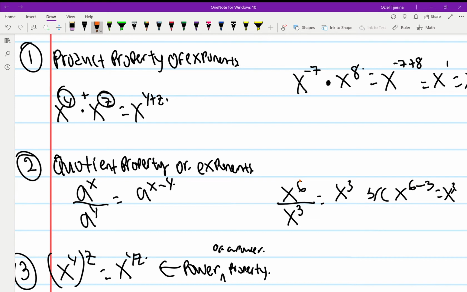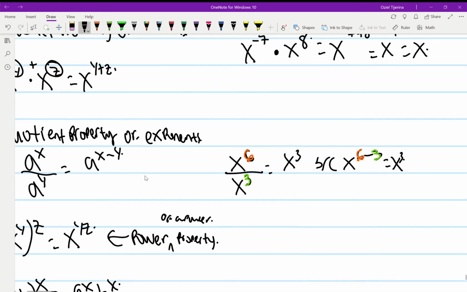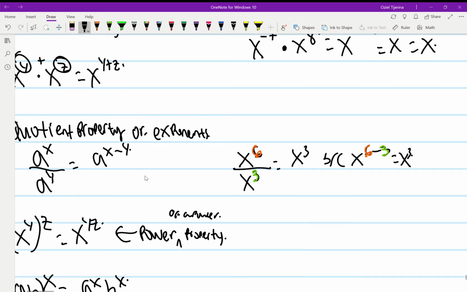And if it helps to color code, I can color code. So like this is 6 and this is 3. So we can do like 6 minus 3, okay? And we get x cubed, okay? So that's the quotient property, excuse me. And you're going to use this a lot when we're going to be simplifying certain expressions with properties of exponents, okay?